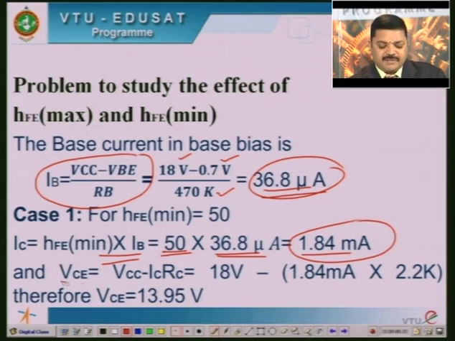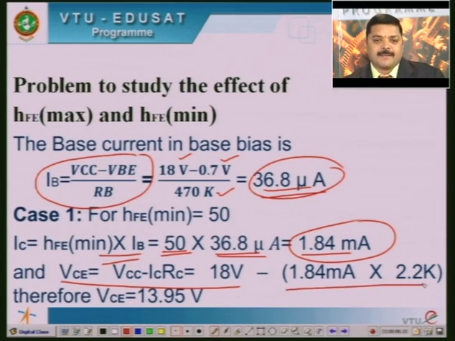Similarly, VCE we need to find out, which is given by VCC minus IC into RC, which is 18 volts minus 1.84 milliamps into 2.2 kilo ohms. Therefore, if you calculate this value, VCE is found to be 13.95 volts. So, this is case 1. For case 1, HFE is taken as the minimum value, which is 50, given in the problem. For that I have found IC, which is 1.84 milliamps, and VCE, which is 13.95 volts.